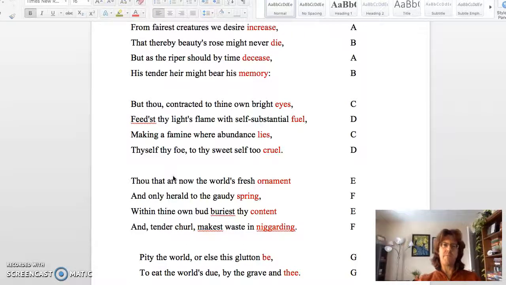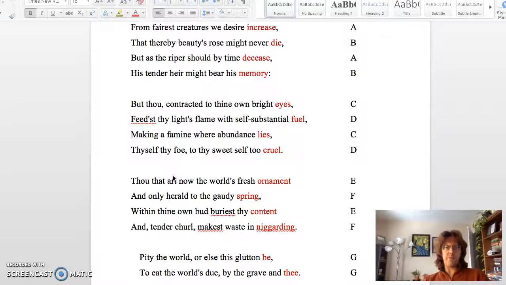The next stanza basically combines the 2 ideas. "Thou that art now the world's fresh ornament and only herald to the gaudy spring, within thine own bud buriest thy content, and tender churl mak'st waste in niggarding." That last word sounds like a very bad pejorative term we have now. It's completely unrelated. It has to do with being cheap, keeping your money or your other valuables to yourself. It's a word that was not uncommon in Elizabethan England.